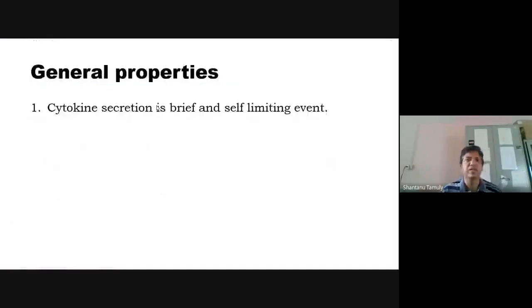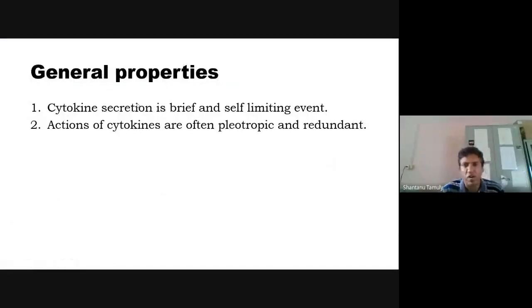Then the second property: the actions of the cytokines are often pleiotropic and redundant. Pleiotropic, in genetics, means one gene having many activities. Now in this case, pleiotropic means one cytokine acting on different cell types. That is called pleiotropism. So many of the cytokines can act on many different cell types. So they are pleiotropic. And what is meant by redundancy?